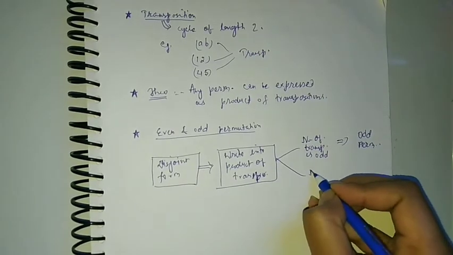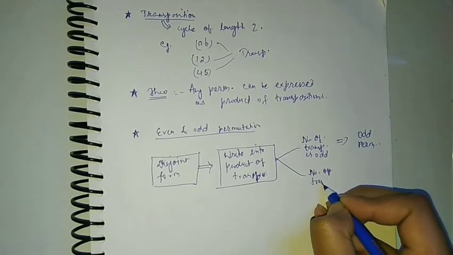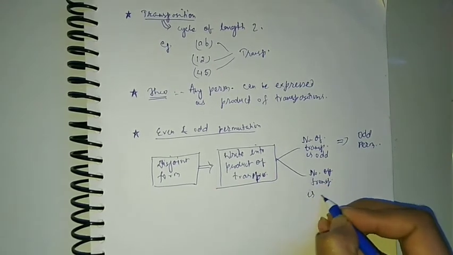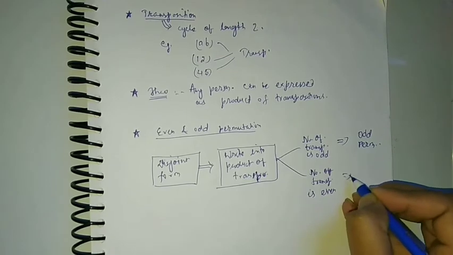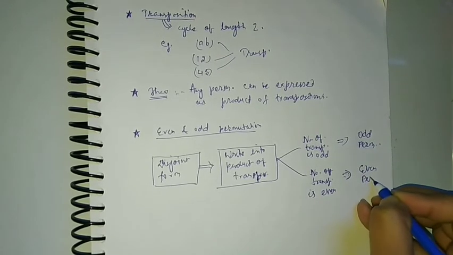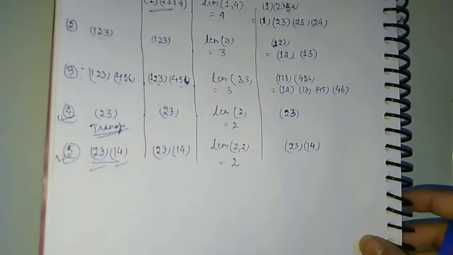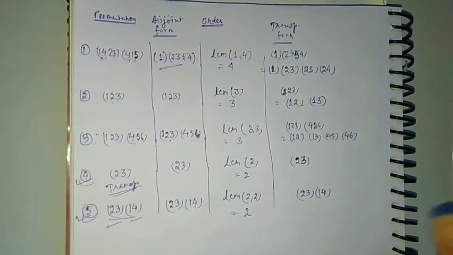Now, if the number of transpositions is even, then that permutation will be called an even permutation. To understand clearly, we are going to take our previous examples again.